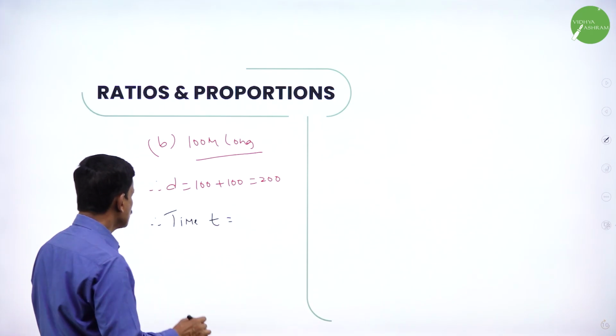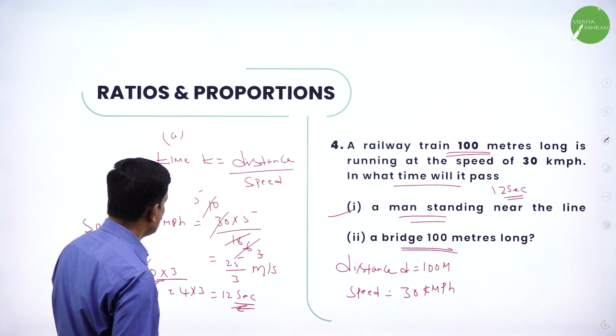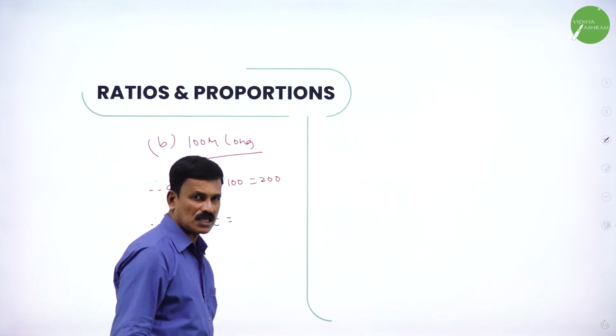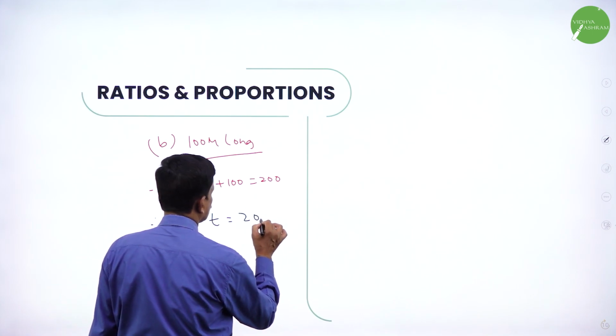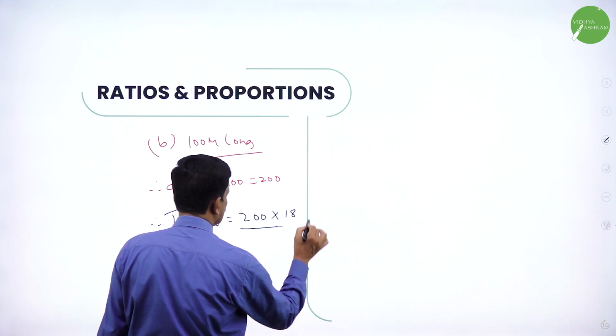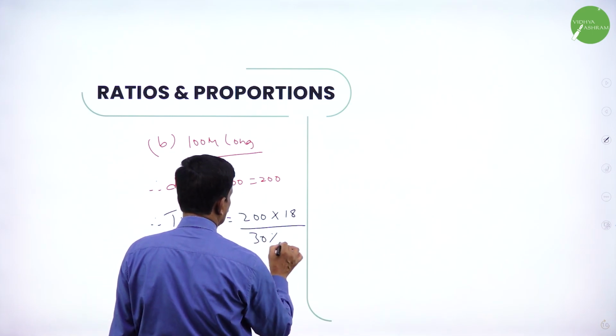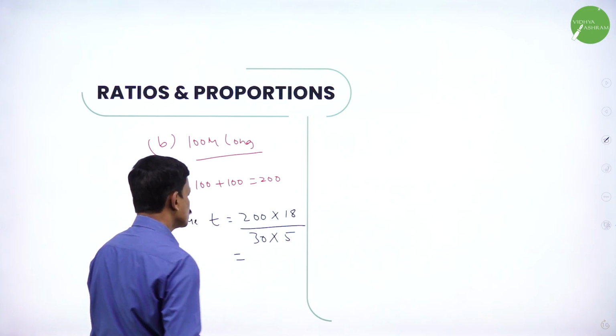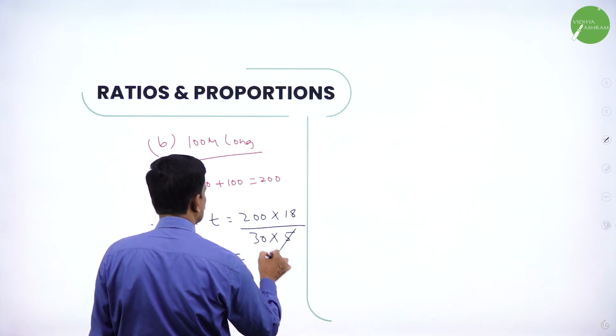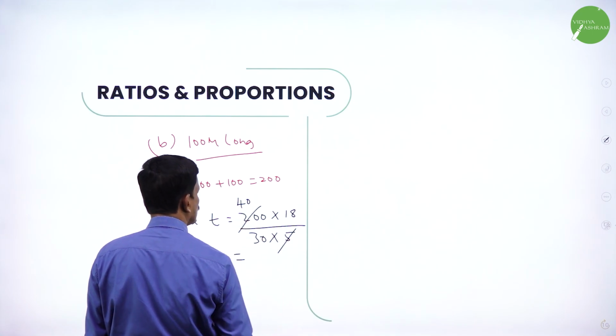Hence the time t is equal to, what is the formula for time? Distance traveled by the speed. So this is equal to, distance traveled is 200, 200 into 18 divided by 30 into 5. That's it. What is this equal to? So this is equal to 5 fours are, right.